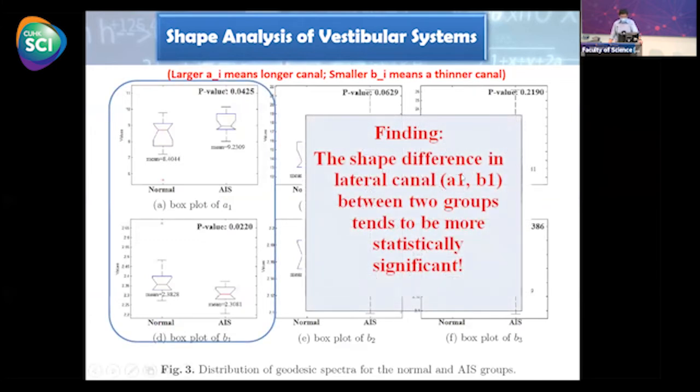Our finding is that we are able to find the shape difference in the lateral canal. This is actually the A1 and B1 canal between the normal group and the unhealthy group suffering from AIS. And between these two groups, the shape difference in the lateral canals tends to be more statistically significant.